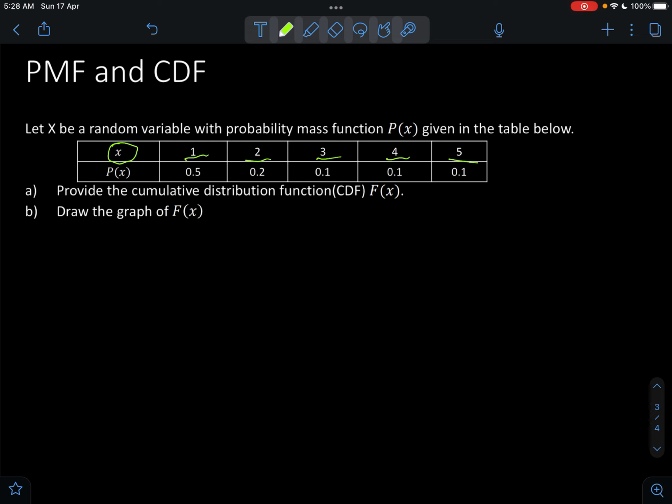And the second row gives the probability: when X equals 1, it is 0.5, when X equals 2 it is 0.2, and so on. So this is how we interpret this particular PMF table. The PMF table can sometimes also be visualized in a graph format to make it easier for us to understand. So let's do that first before we proceed with this problem.